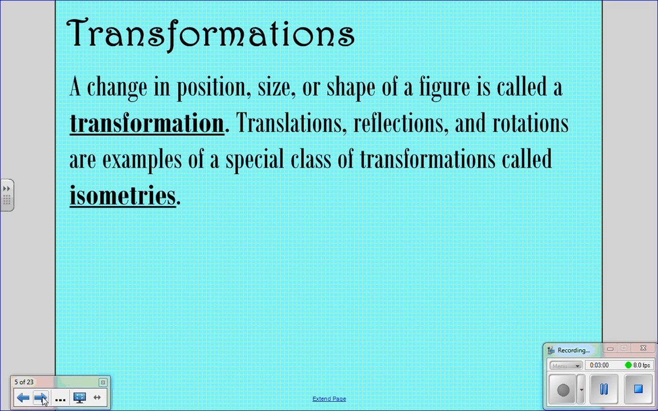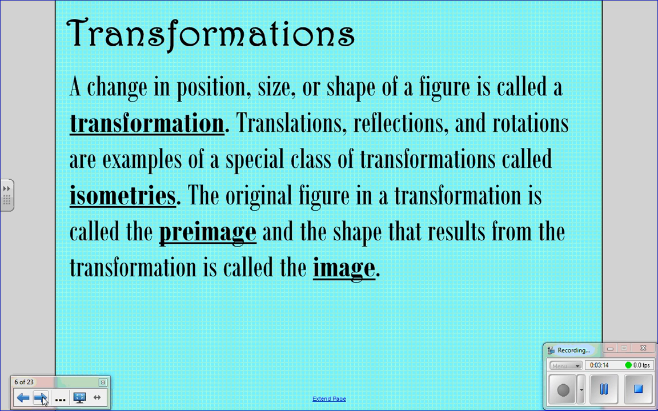Translations, reflections, and rotations are examples of a special class of transformations that are called isometries. So translations, reflections, and rotations are called isometries. The original figure in a transformation is called the pre-image, and the shape that results from the transformation is called the image. So the figure that you start with is the pre-image, and the figure that you end with is called the image.